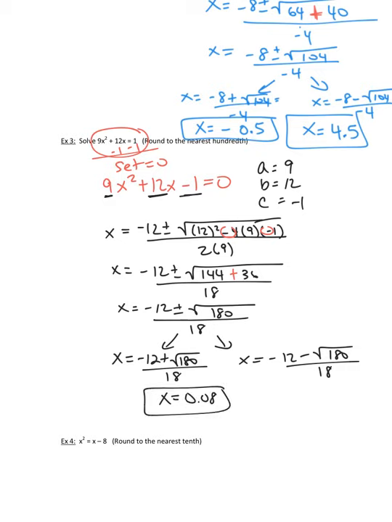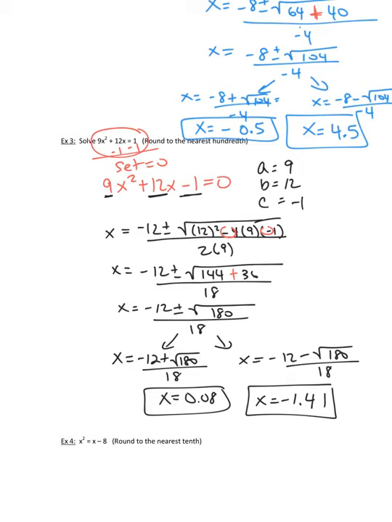And then negative 12 minus the square root of 180, divide that by 18, is negative 1.41 to the nearest hundredth.